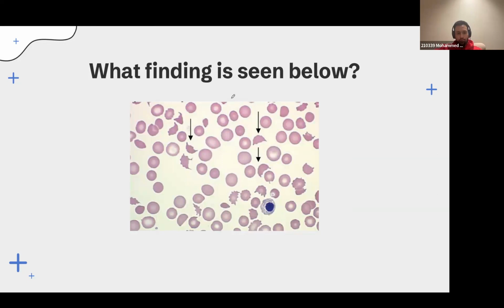Schistocytes, perfect. And now, how do I describe it, what do we give it the name? What does it look like? Basically helmet cells. So these are schistocytes, which are fragmented or helmet cells. It looks like a helmet. So anyways, schistocytes. Now, it's fragmented cells. It happens due to mechanical disruption, due to something.